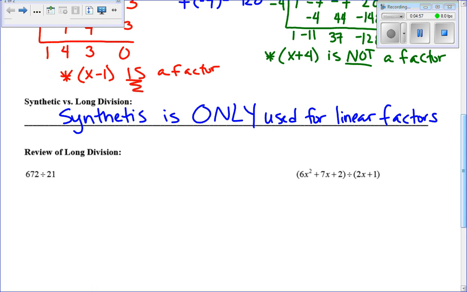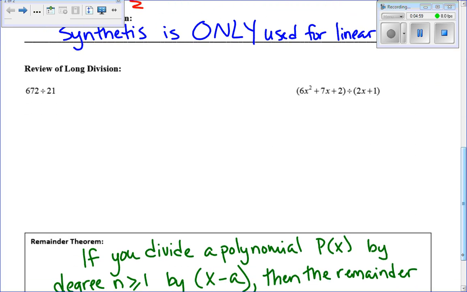Okay? Alright, review of long division. I know you all are so excited. For long division or division in general, you basically start with your value, and then 21 is what we call the divisor. And our answer is what we call the quotient. So in polynomials, you'll see this denoted as d of x, and you'll see this as q of x.